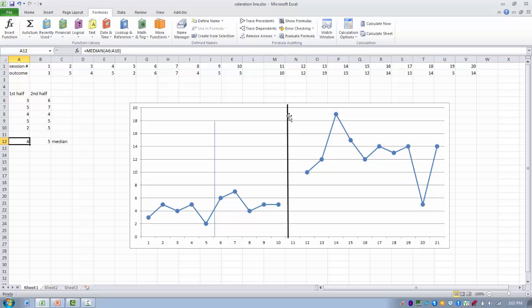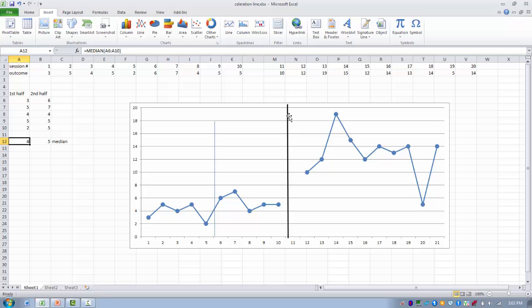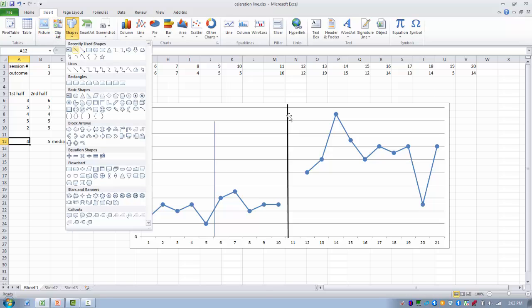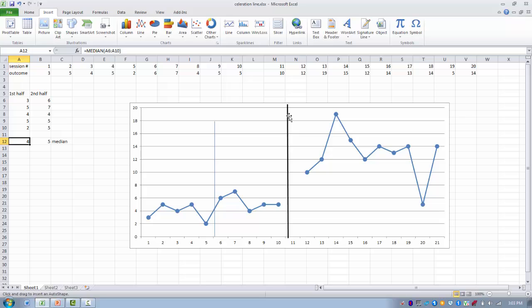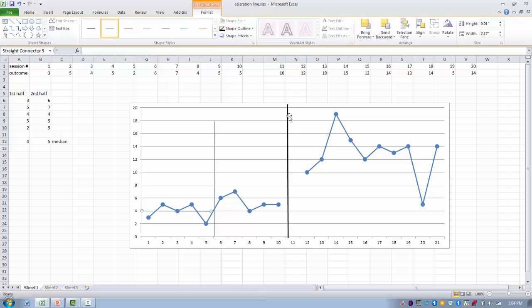So let's start with the first half data. Once I know my median score, I want to insert another line that's going to be horizontal, that's going to mark the median line. In this case, that's going to be 4 for the first half of the data. So I'm going to draw this new line that's going to go through or be associated with the median score of 4, which makes it easy because I've got this line of 4.